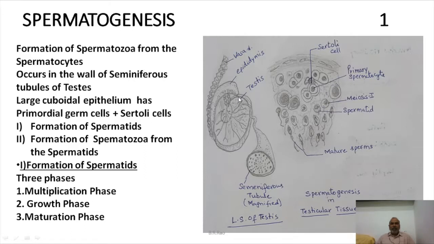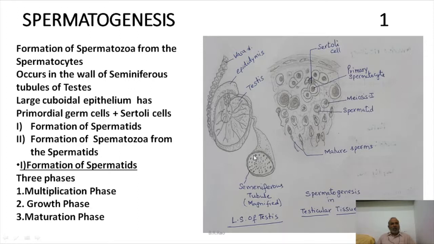Testis is the male gonad, and it is covered with a layer called tunica albuginea, and the tunica albuginea goes inside the testis, forming several testicular lobules, and these testicular lobules are provided with small coiled and supercoiled tubules. These tubules are called seminiferous tubules. The seminiferous tubule has a lumen, and the wall of the seminiferous tubule has germinal epithelium.